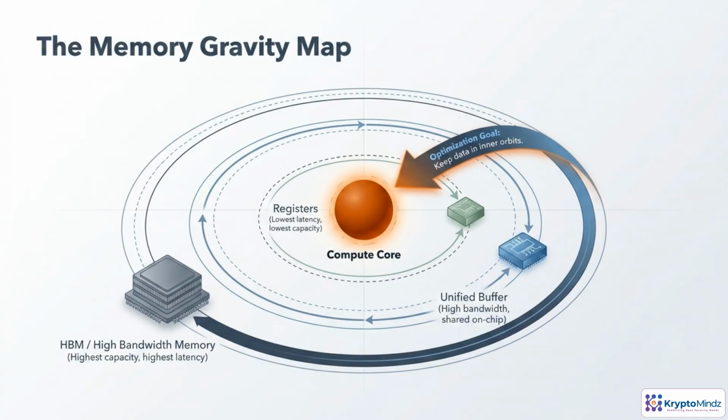You can picture the compute core as a planet and each memory level as an orbit around it. Closest in are registers, tiny but incredibly fast. A bit farther out is on-chip buffer or shared memory, still fast with more space. Farthest away is HBM or external memory, huge but slowest to reach. Every accelerator follows this basic pattern. Your main performance goal is simple. Keep hot data in the inner orbits and touch the outer orbits as rarely and as efficiently as you can.